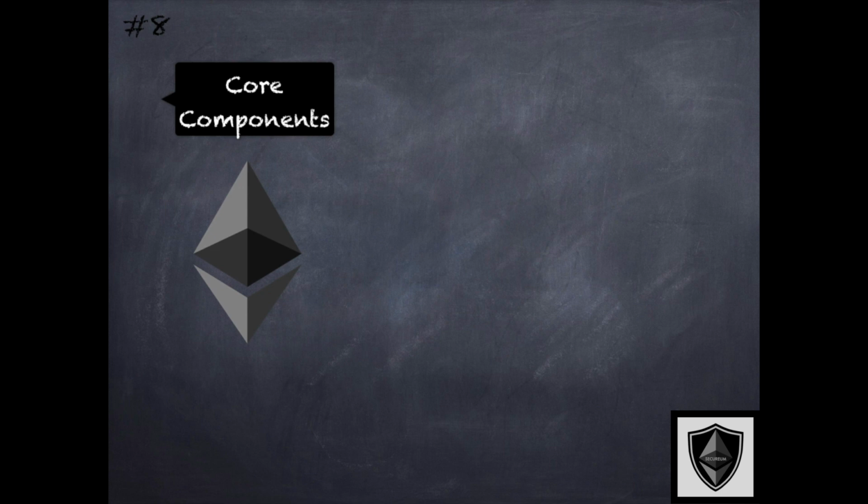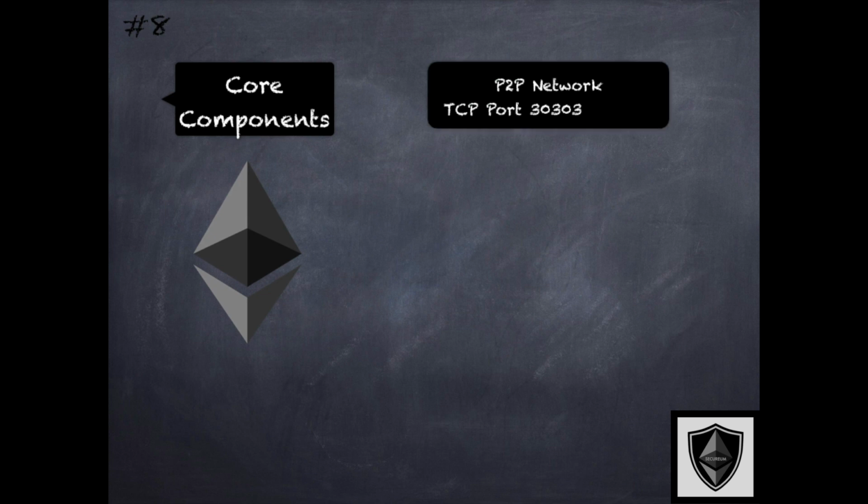Now let's look at what the core components of Ethereum are. The underlying network that Ethereum is built on is a peer-to-peer network that's running today on TCP port 30303, and the protocol that enables this P2P network is known as DevP2P, right?